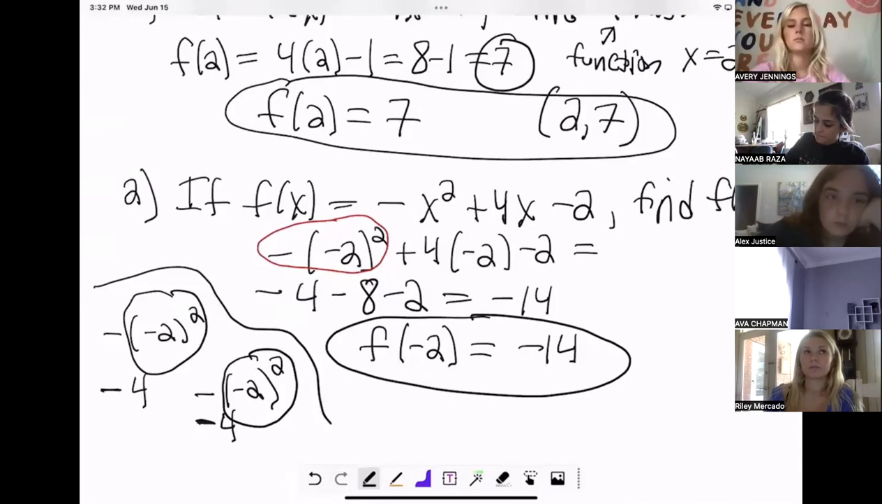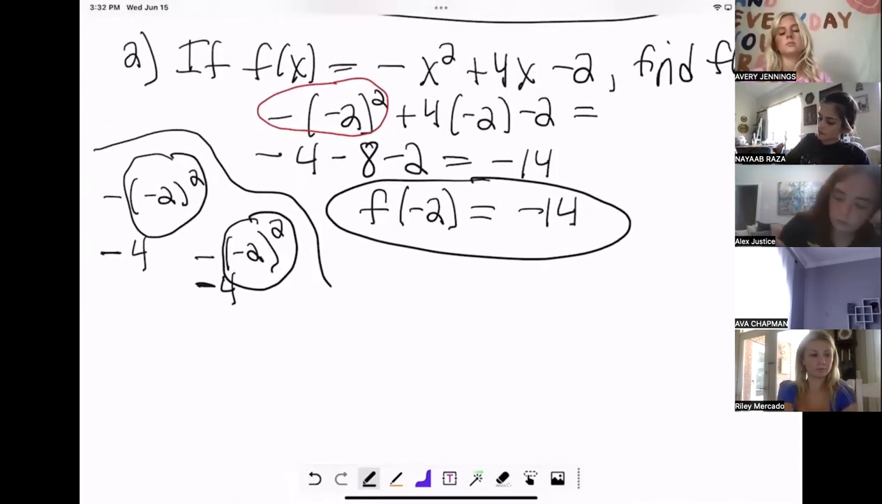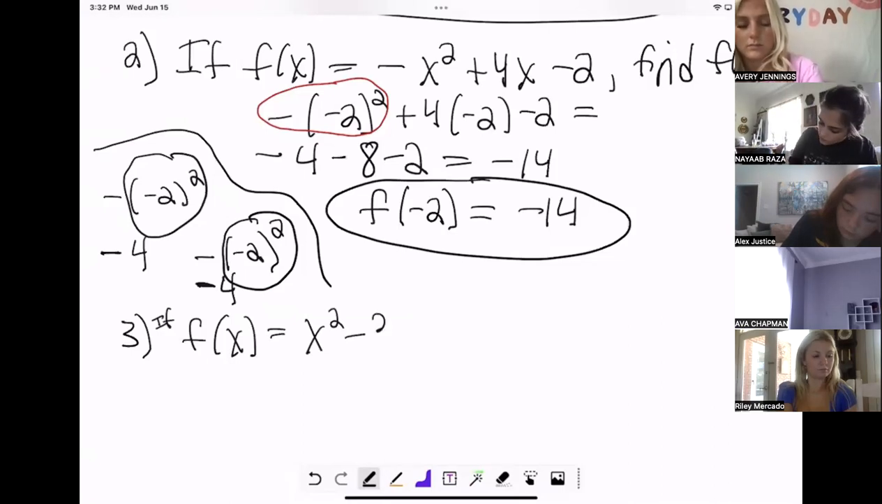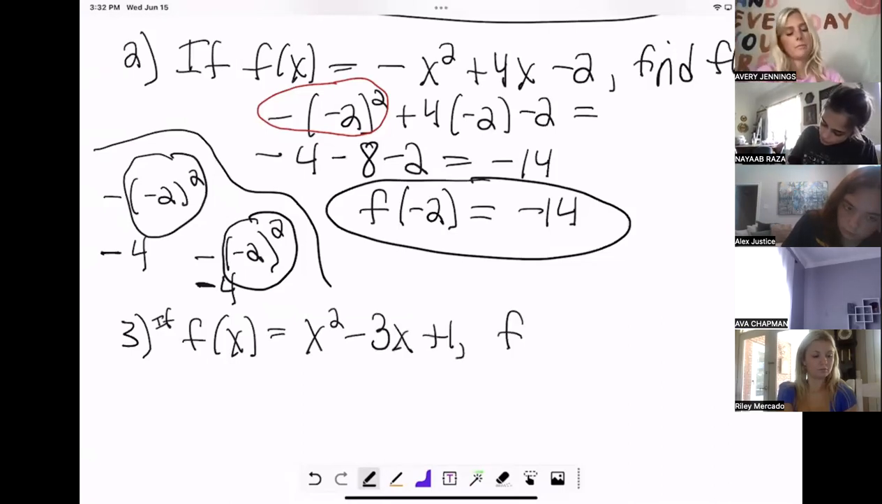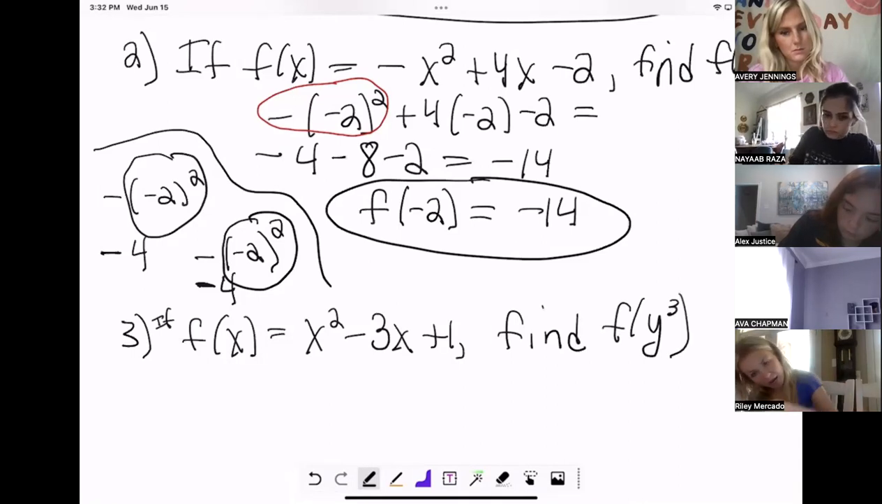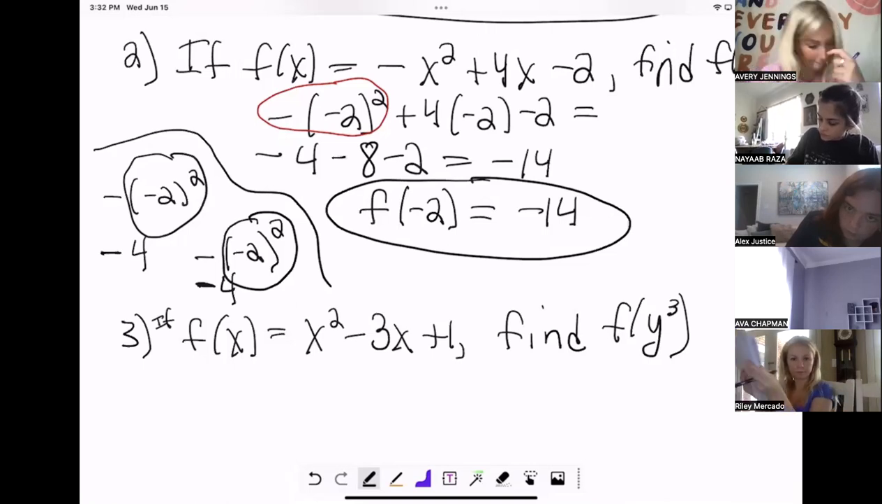I have one more to do with you for this one, and then I have one more thing about functions I gotta tell you, and then we're done. Okay. So, if f of x equals x squared minus 3x plus 1, I don't have to give you a number. I can give you anything. F of y cubed. Doesn't have to be a number. It's the same concept.